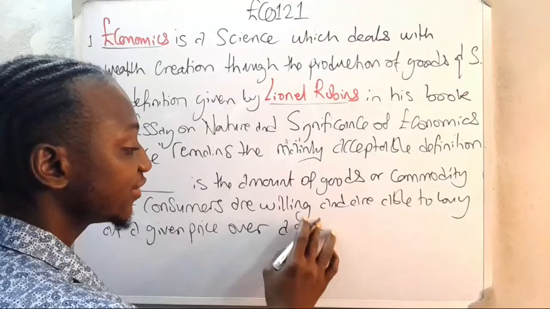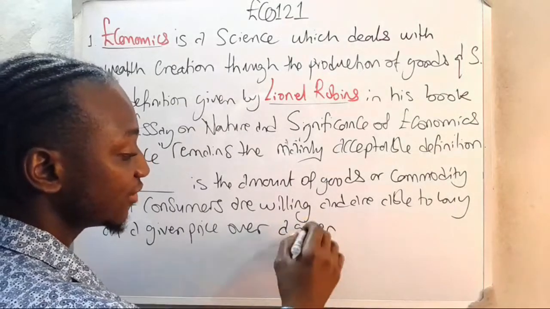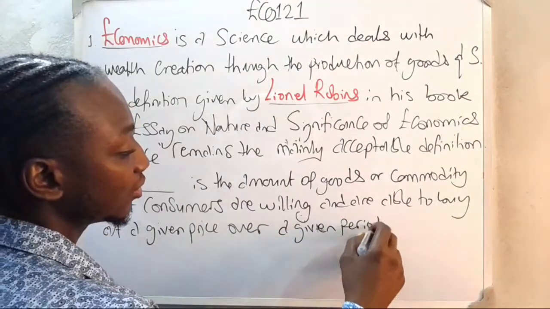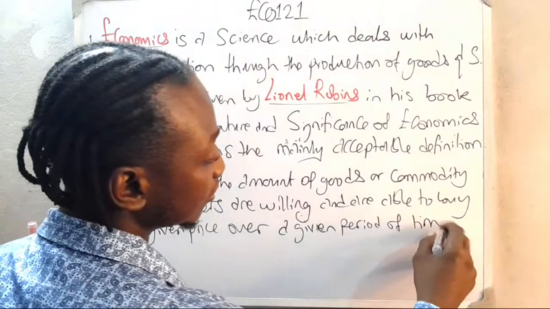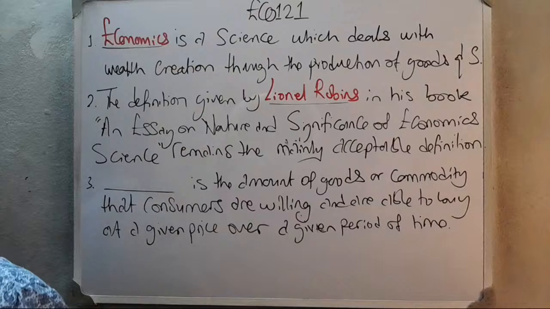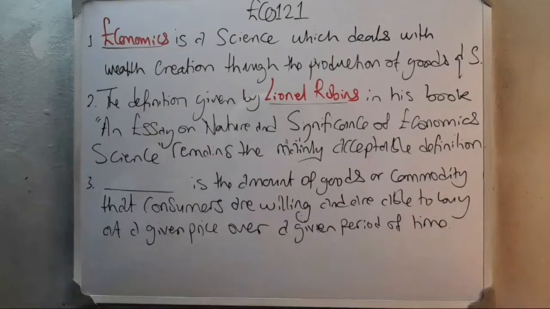It's a very interesting course. A given period of time. So is helping us with that. We have a question. Dash is the amount of goods or commodity that consumers are willing.